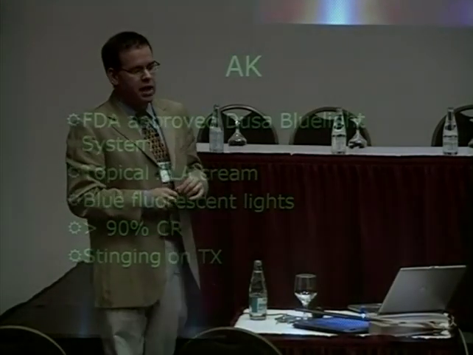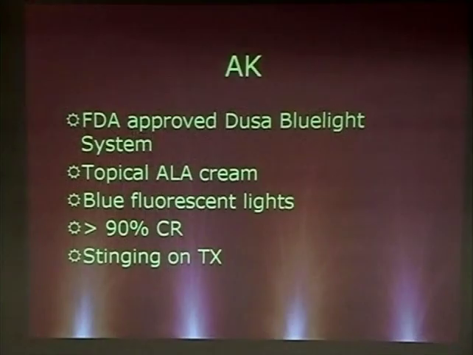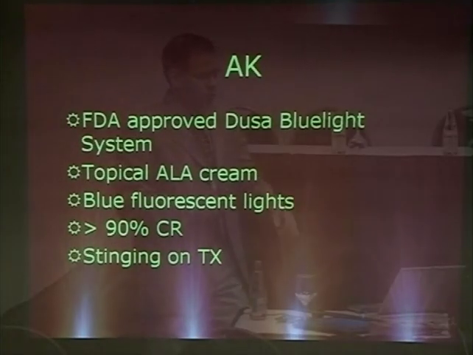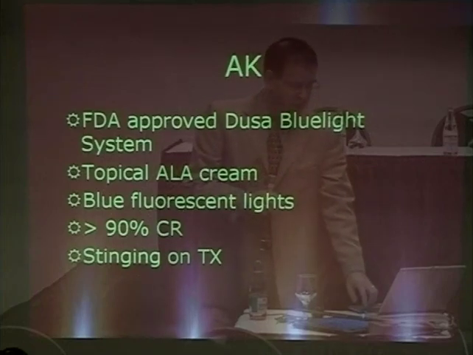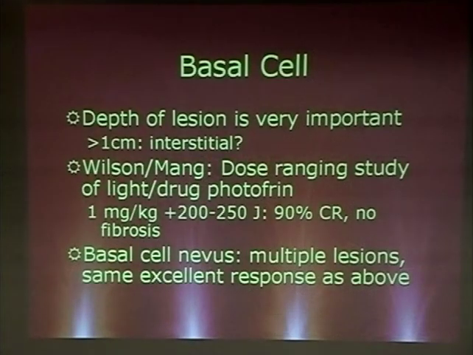In the United States, PDT is approved in the skin only for actinic keratosis with a topical cream. So even though PDT can be done with Photofrin or whatever drug you might have, in the United States the only way that it's approved is with this DUSA blue light system, and it does a very, very fine job. There are other off-label treatments that you can do with basal cells. The problem with basal cells is sometimes they're deeper than 2 or 3 millimeters, so you generally use Photofrin for basal cell lesions.